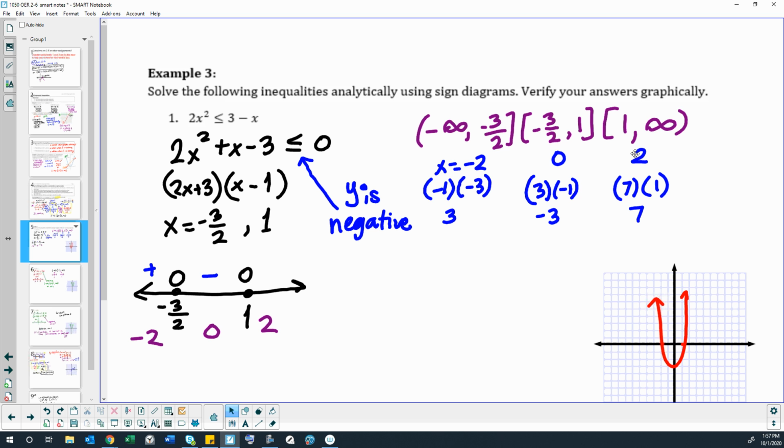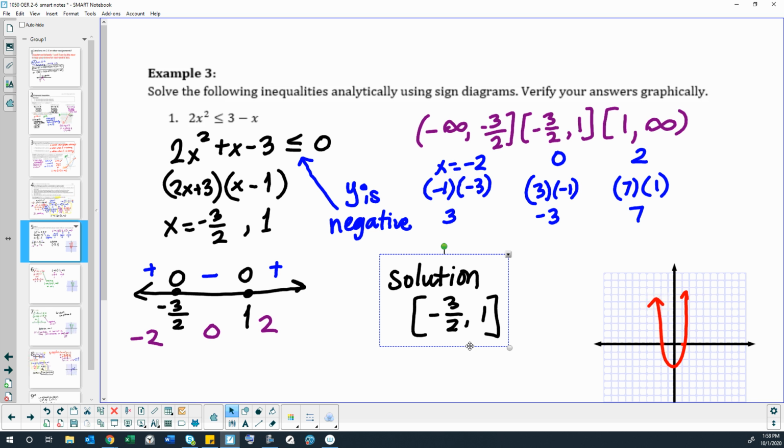Okay, last we have our point at 2, so 2 times 2 is 4, plus 3, 7, and then 2 minus 1 is 1, so 7 times 1 is 7, and that is positive, which does not work to make y negative. It is not going to be less than or equal to 0. So, as we see, the only group that is less than or equal to 0 is this middle interval right here. So our solution is going to be the interval from negative 3/2 to positive 1, because only this interval yields a negative y value and fulfills the requirement of the inequality.